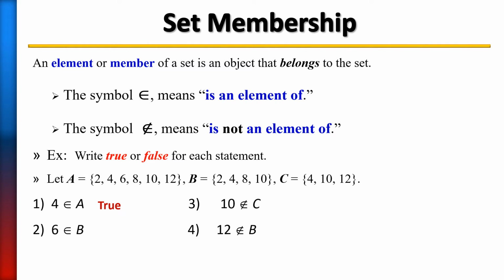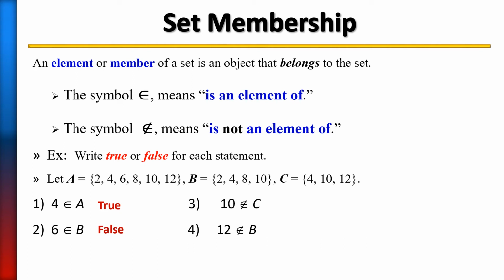Let's go to number 2. There's a statement that says that 6 is an element of set B. So let's go to set B and see if there's a 6 in it. There is no 6 in set B. So that means that the statement that 6 is an element of set B is a false statement.